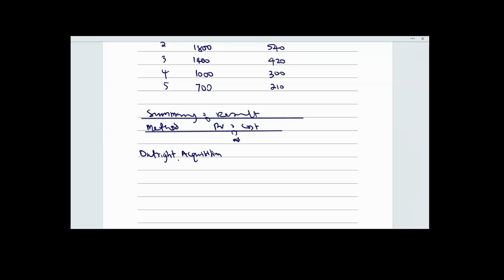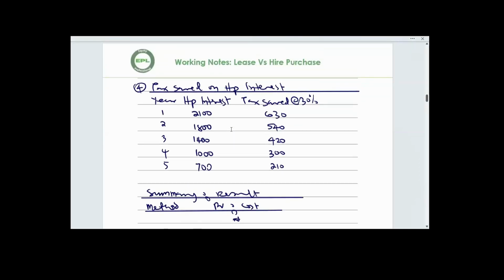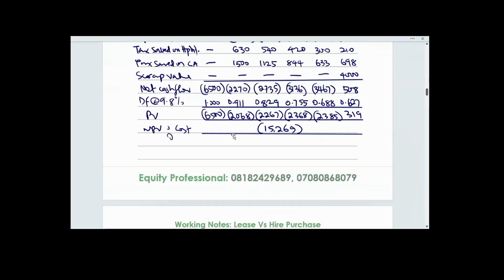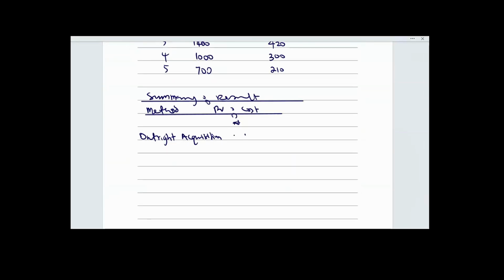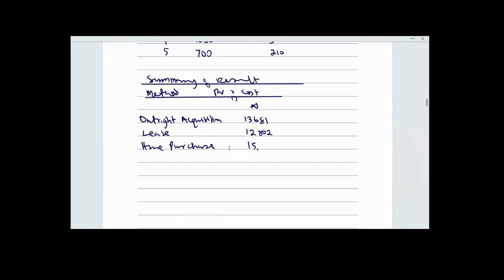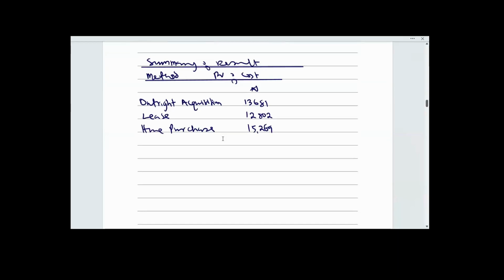Under outright acquisition, our PV of cost was 13681. Negative. Yeah, that's why we say PV of cost. Then the second option is lease, which produced 12802. Then the third one is hire purchase. We got 15269. Therefore, any method that produces the lowest PV of cost is the most economical method of financing.